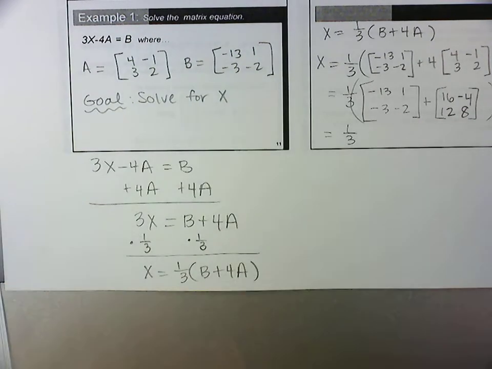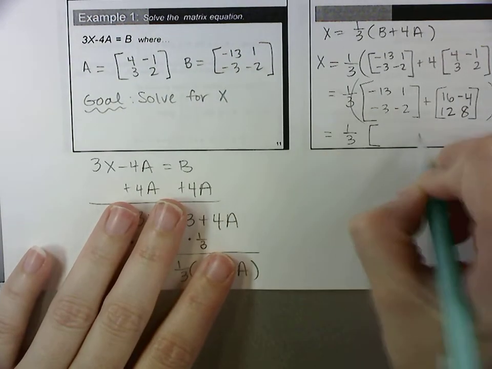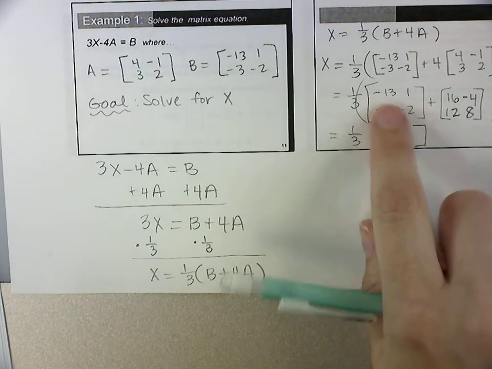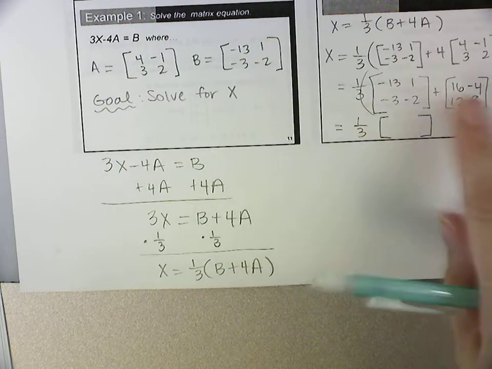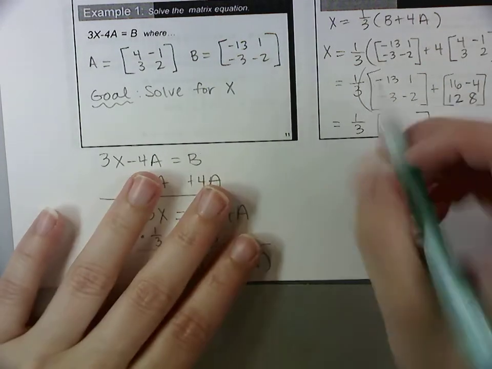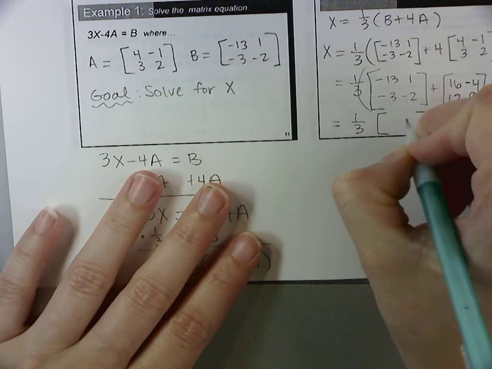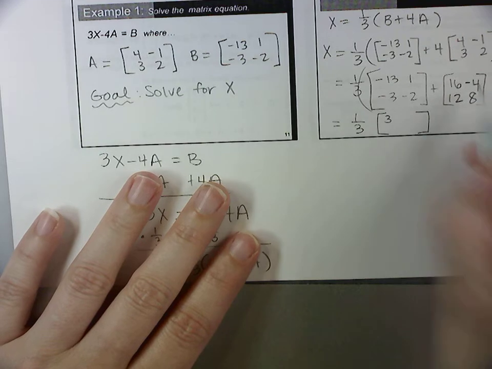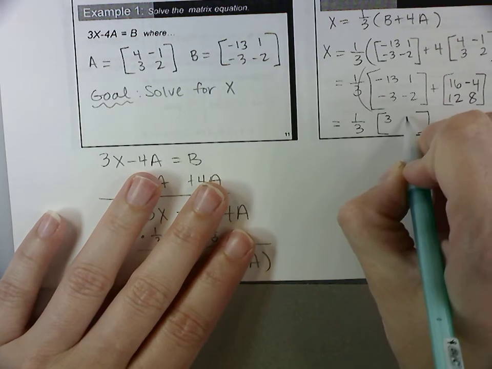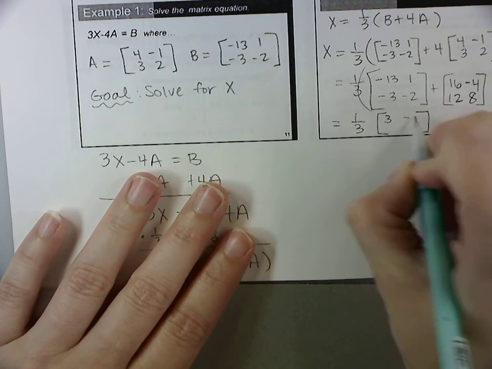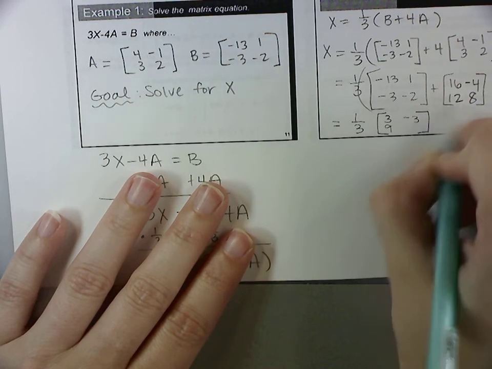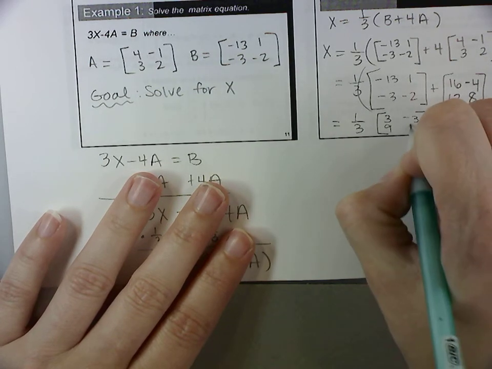Okay, and then what we're going to do now is we're going to add. So we're going to add these together. So the first thing I'm going to add is -3 plus 16, which is what? There we go. And then 1 plus -4? -3. -3 plus 12? 9. -2 plus 8? 6. Okay, good.